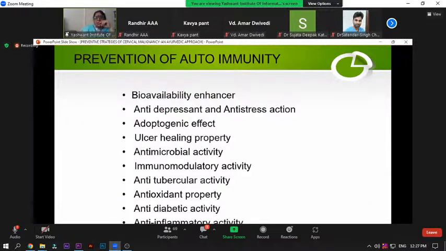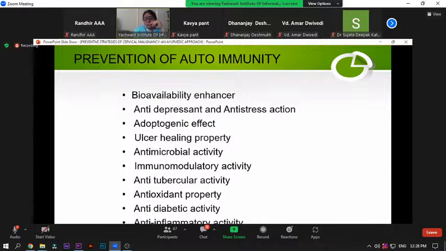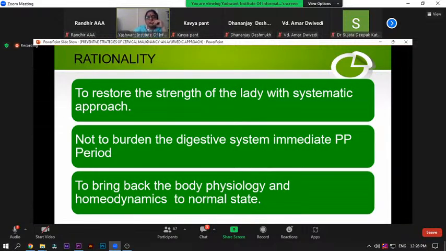So what will this Sutika Paricharya do in prevention of cancers? Basically, it will prevent autoimmunity, and autoimmunity can trigger cancers. How will this prevent autoimmunity? Whatever drugs we are giving in the Sutika Paricharya are bioavailability enhancers which boost up metabolism, with antidepressant and anti-stress action, adaptogenic effect, ulcer healing properties, antimicrobial activity, immunomodulator activity, anti-tubercular activity, antioxidant properties, anti-diabetic, anti-inflammatory. The list goes on like that. This is the help we are getting from the Sutika Paricharya. So this will prevent autoimmunity as well as the root of cancers, that is the development of cancers.